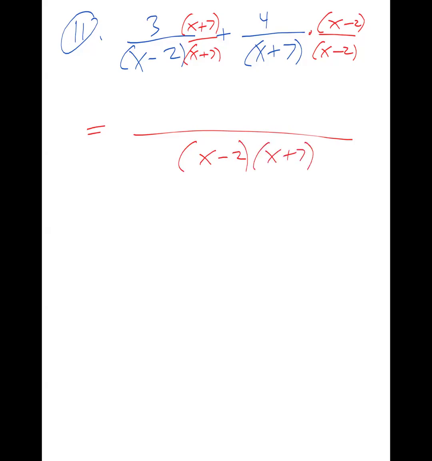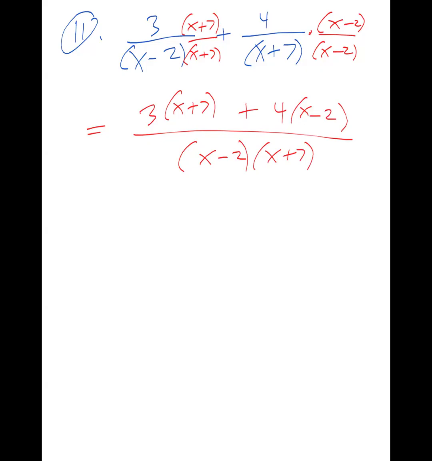And now what goes on top is 3 times x plus 7 plus 4 times x minus 2. So you join them all together into one common fraction. There we go. And then you simplify the top. Now, by the way, don't simplify the bottom. Leave the bottom factored out.